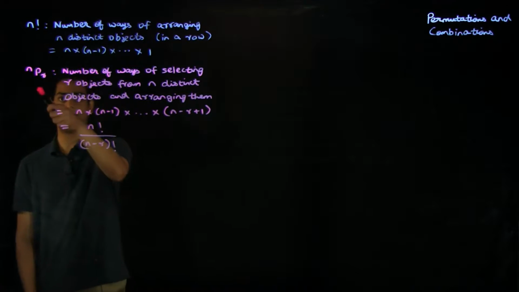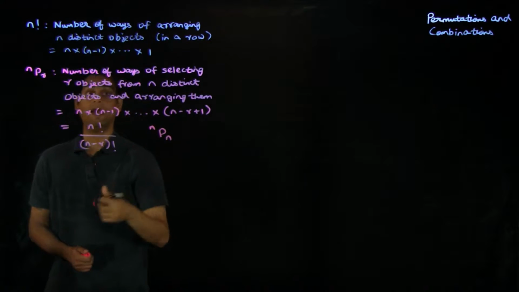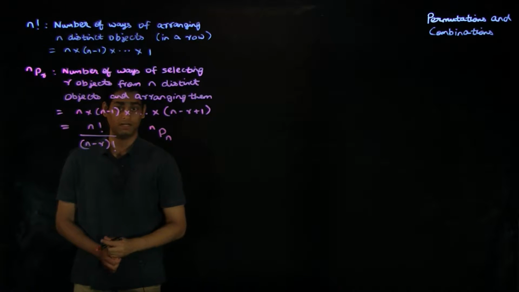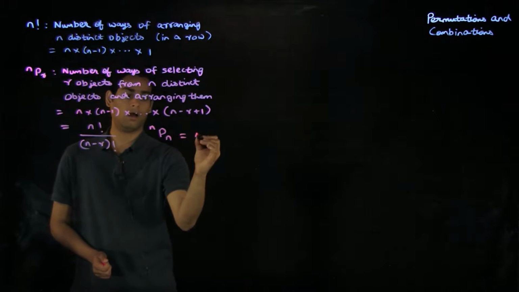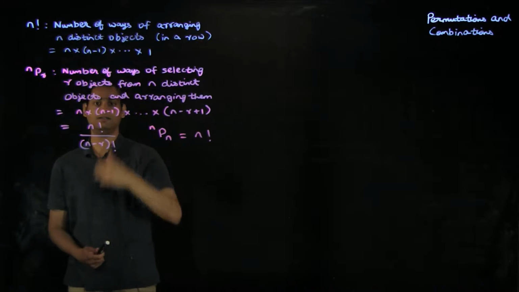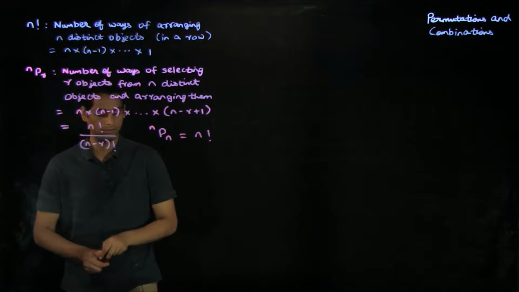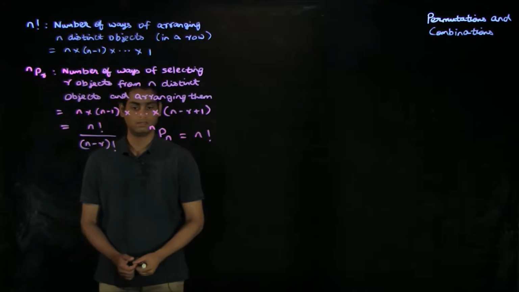You can clearly see that NPN, which is the number of ways of selecting n objects from n distinct objects and arranging them, which is nothing but the number of ways of arranging n distinct objects, turns out to be n factorial. And this is the reason why NPR is a generalization of the concept of factorial, where you have the option of selecting a subset of the objects and then arranging them.